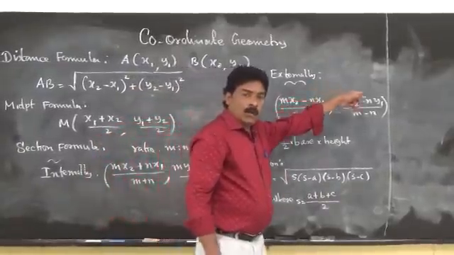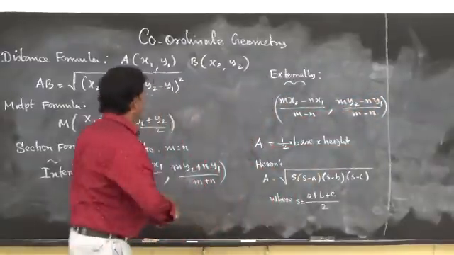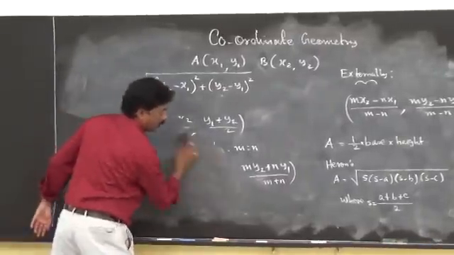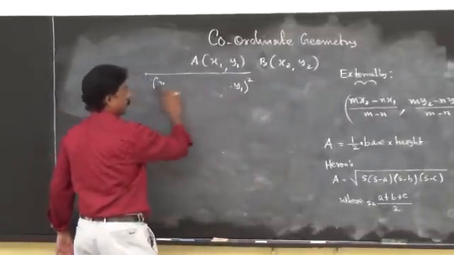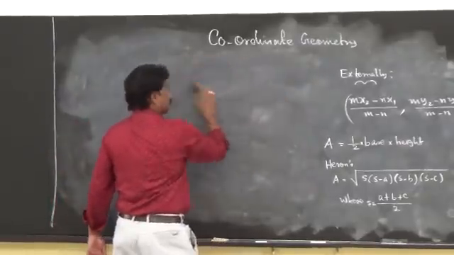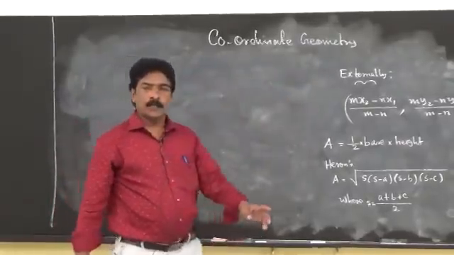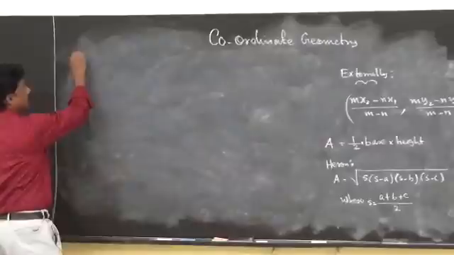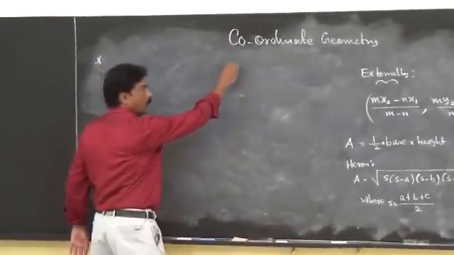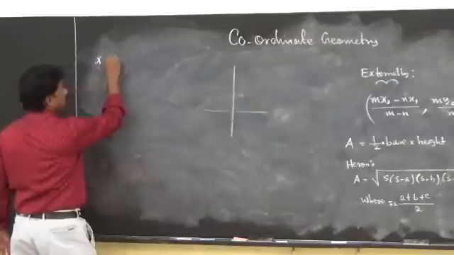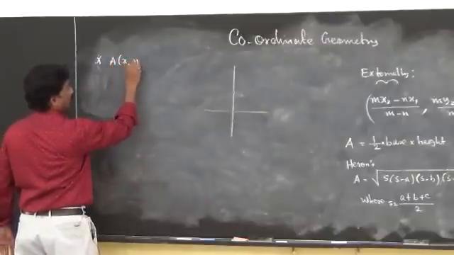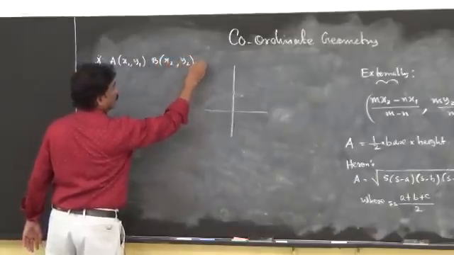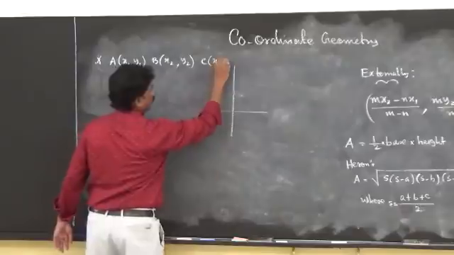Now, when 3 points are given, 3 vertices are given, how to find the area of a triangle? Now straight away I will go for the exercise. Before doing the problem, first to find the area of the triangle, the important thing is to plot the points in the graph, in the coordinate axis. Suppose they are given A (x1, y1), B (x2, y2), C (x3, y3).